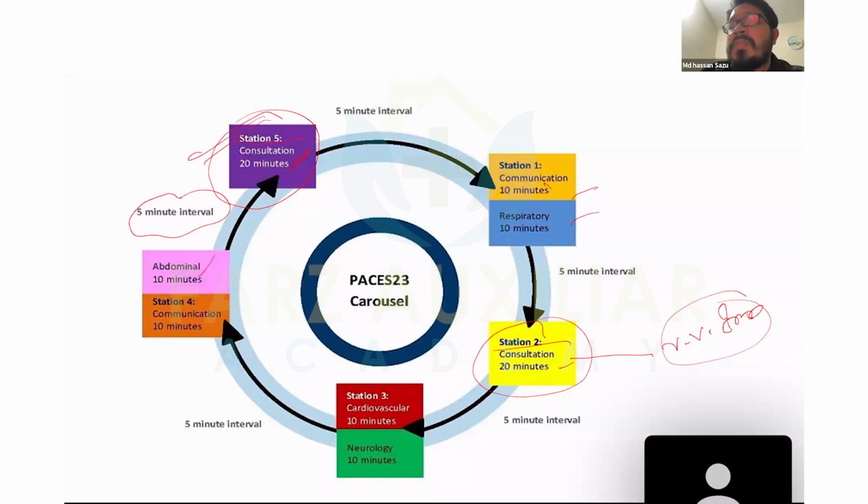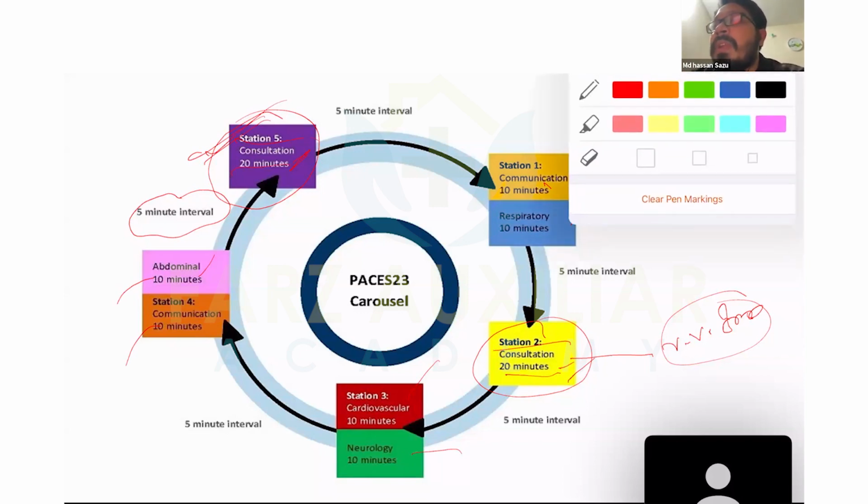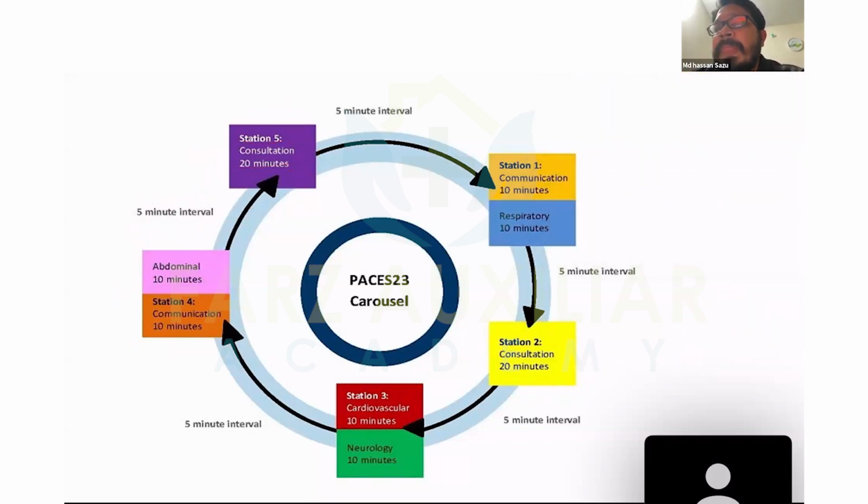In each of these, if you get any fault or any cut in numbers, you can still pass through these clinical stations, like 20 minutes and 20 minutes. So we should be very aware of these stations. All right, let's go into detail.